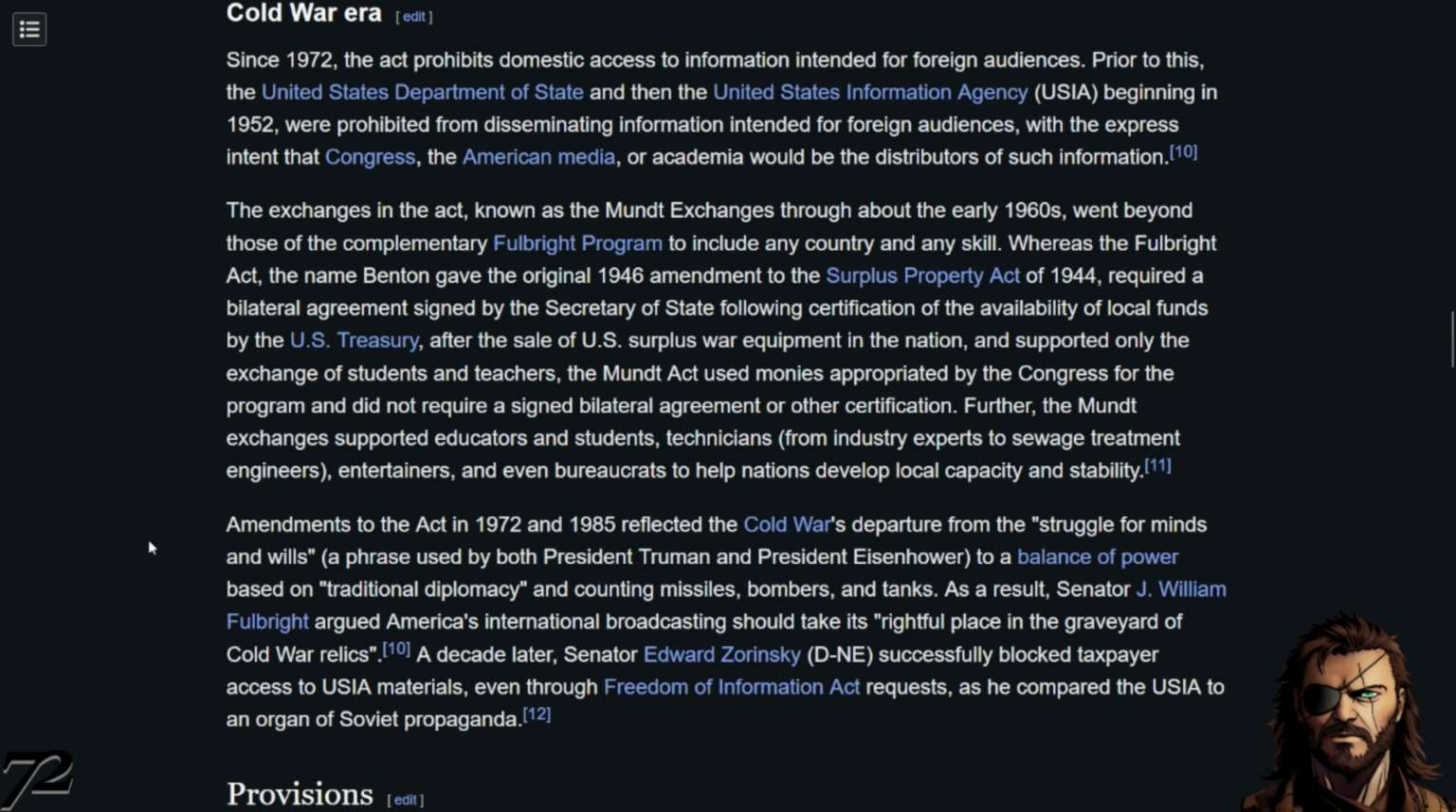Amendments to the Act in 1972 and 1985 reflected the Cold War's departure from the struggle for minds and wills, a phrase used by both Truman and President Eisenhower, to a balance of power based on traditional diplomacy and counting missiles, bombers, and tanks. As a result, Senator William J. Fulbright argued the American international broadcasting should take its rightful place in the graveyard of Cold War relics. A decade later, Senator Edward Zorinsky, Democrat of Nebraska, successfully blocked taxpayer access to USIA materials, even through Freedom of Information Act requests, as he compared the USIA to an organ of Soviet propaganda.